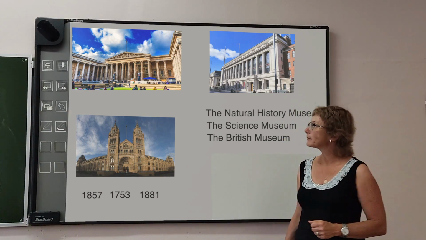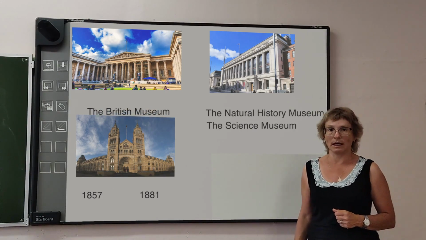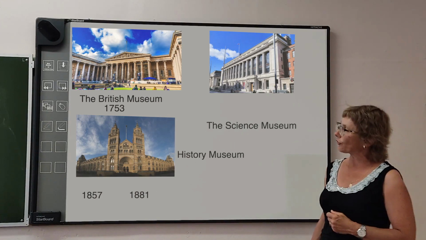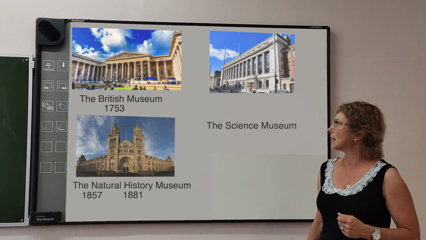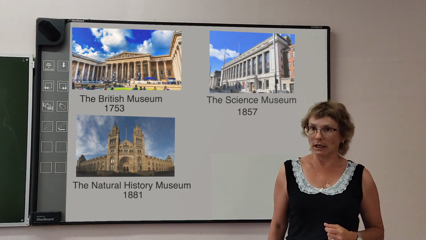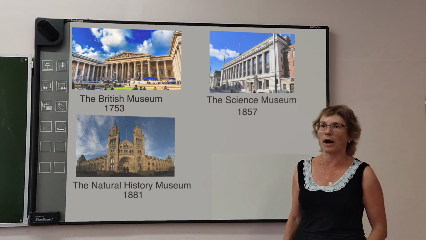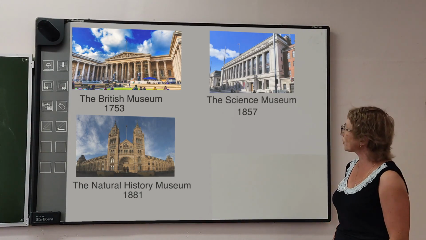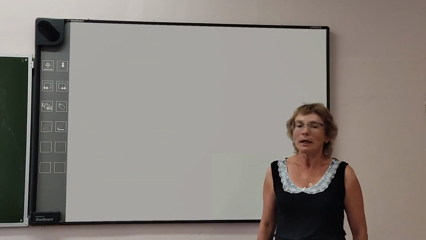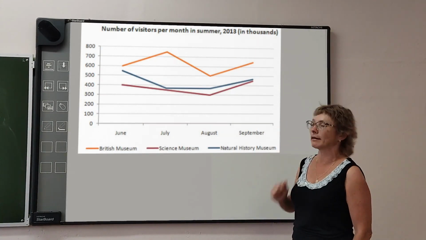Well done. The first picture depicts the British Museum. The second picture depicts the Natural History Museum. And the last picture depicts the Science Museum. And as you can see, the British Museum is the oldest one, and the Natural History Museum is the youngest one. Okay, now let's have a look at this graph.